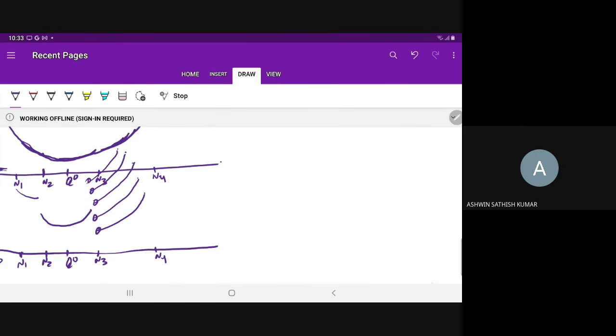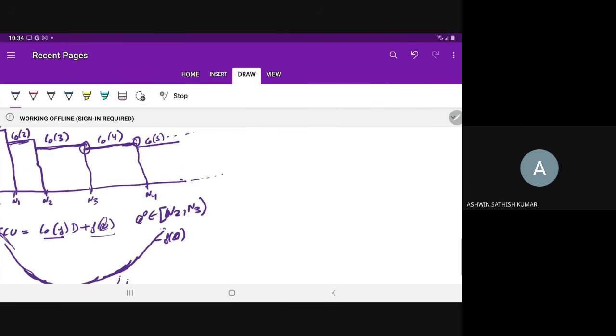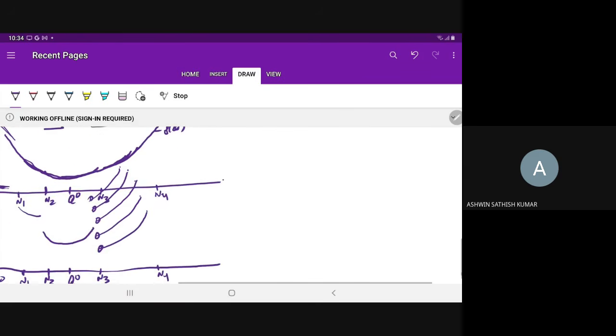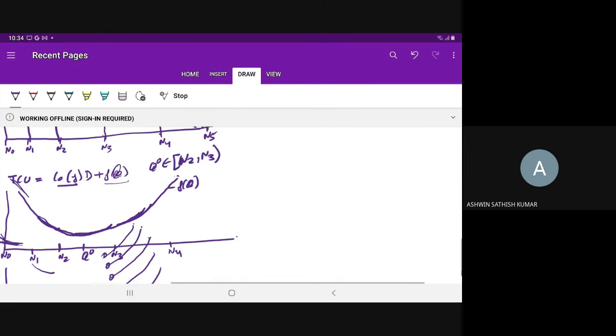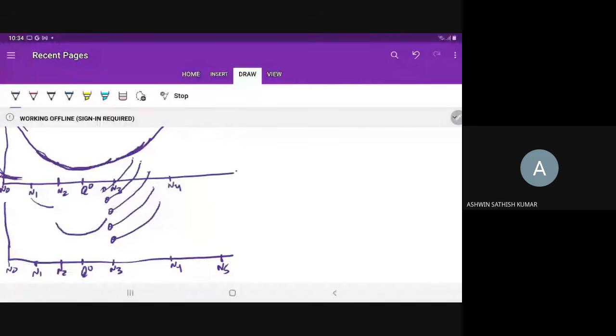Similarly, in the N4 to N5, let's say we draw one more. Again we know that C0 5 is constant and FQ is increasing. So in the N4 to N5, the graph is increasing, but we do not know from where it will start. Clear? Similarly on the right hand side, we cannot say from where it will start.